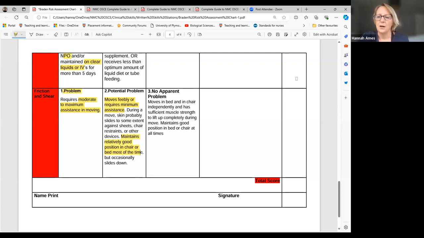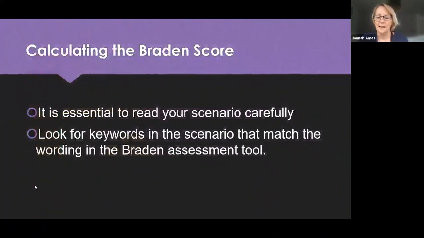Once you've added each one up in the box, you need to put your total score in, and you need to, obviously, as with all your documentation, make sure you print your name and sign as well. So that's just gone over and explained the chart a little bit. Now we're going to look at an example together. Like I said when I was going through that chart, it's really important to read the scenario carefully, and that is difficult when we're stressing under time, but you have got time in the station. And look for those keywords in the scenario that match the wording in the Braden assessment tool.